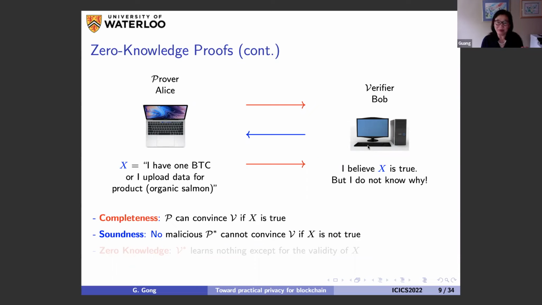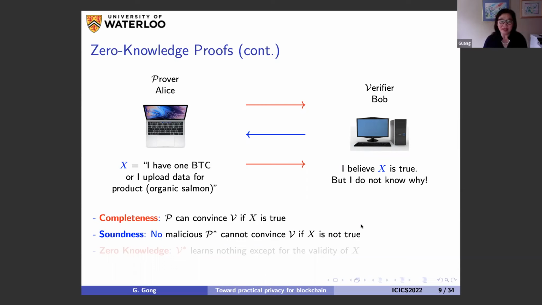So usually we call it a proof, but there is another concept called the argument. Here I won't go into much detail. Usually when we talk about an argument, it means computationally bounded. So in this case, soundness means the prover can convince the verifier only with negligible probability if the statement X is not true. That is under bounded computation.